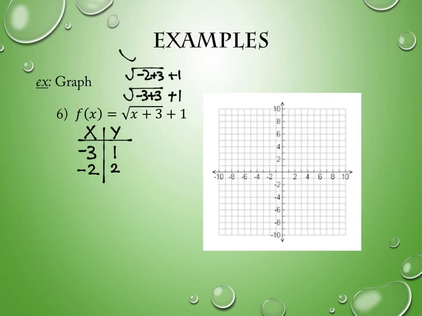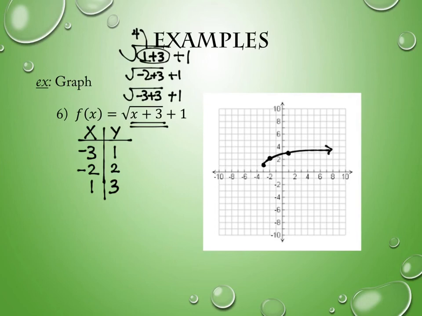Now, the next value I want, what I really want is I want it to have a 4 underneath here when I'm done. So looking at this piece right here, what number would I have to put in? x would have to be 1, right? If x is 1, then everything underneath the radical would be equal to 4. You guys with me on that? So if I had a 1 plus my 3, I'd have 4. The square root of 4 is 2. And 2 plus the 1 at the end would be 3. So (-3, 1), (-2, 2), and (1, 3).